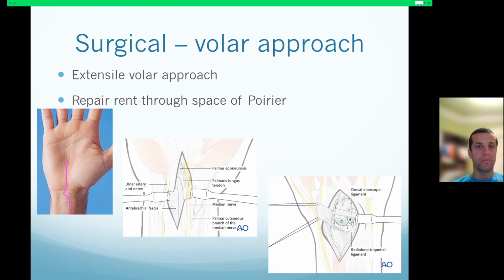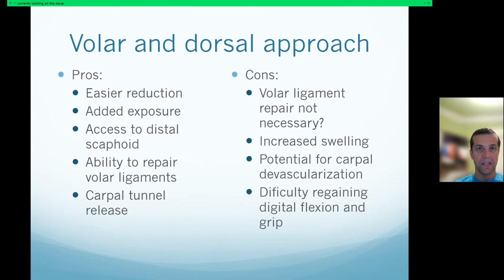If we need to add the volar approach, this would be an extensile carpal tunnel approach that extends into the distal forearm, after releasing the median nerve and retracting the median nerve and the flexor tendons to the fingers. This approach would expose the space of Poirier, which could be extended to allow access to the volar ligaments and the volar aspect of the carpus.